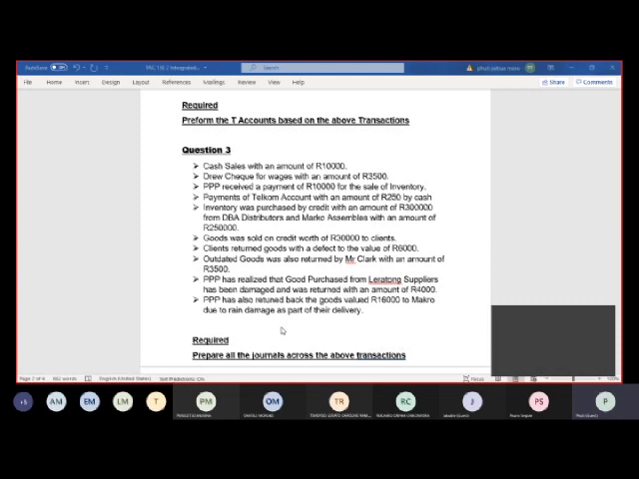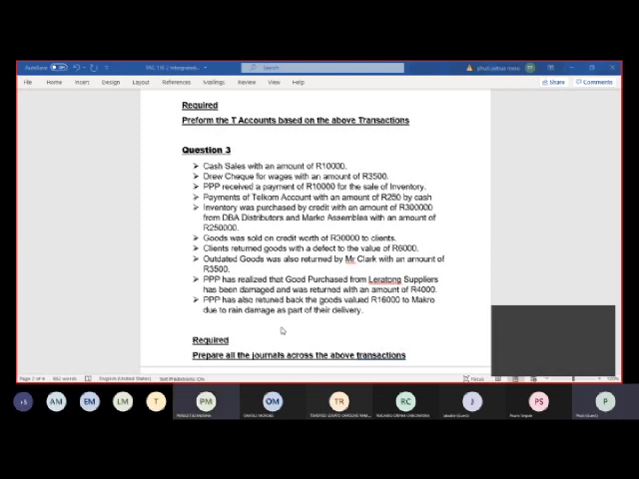Triple P has realized that goods purchased from Leraton suppliers have been damaged and were returned with an amount of 4,000 rand. Okay, purchases returns. So you're basically going to have the same columns: purchases returns, VAT input, as well as trade payables. So 4,000 rand would form part of your trade payables, and 4,000 multiplied by 15 divided by 115 is your VAT input, and the difference will just go to purchases returns.